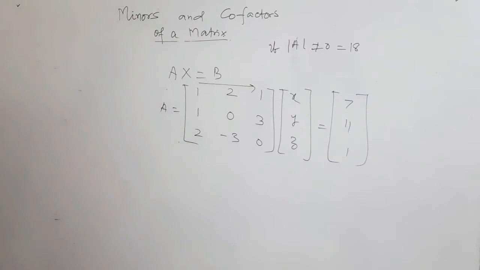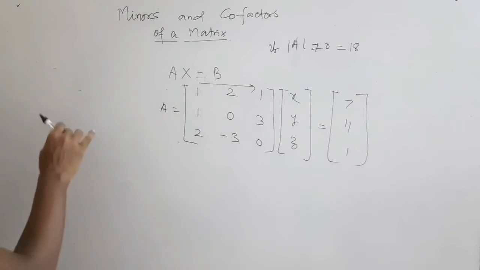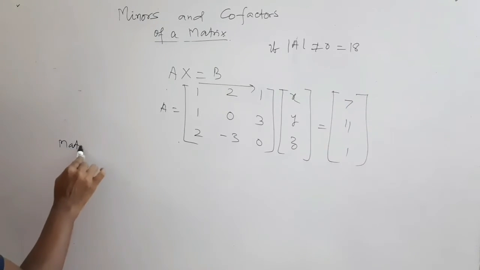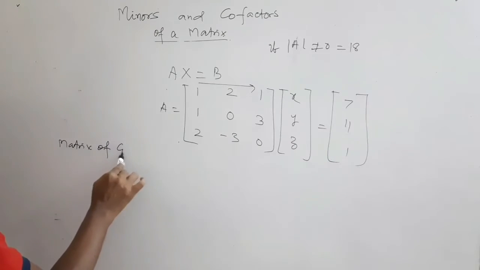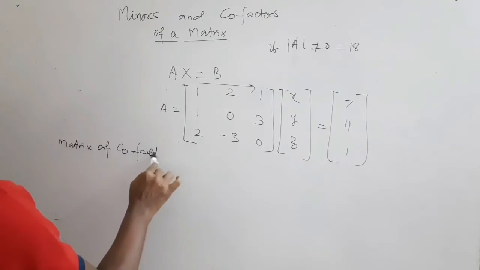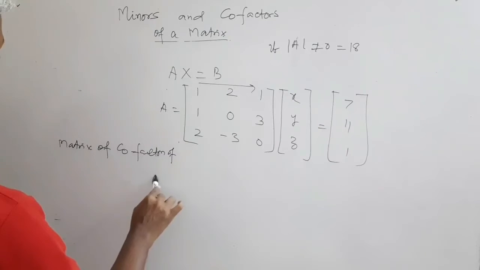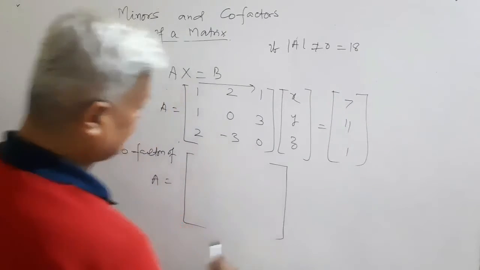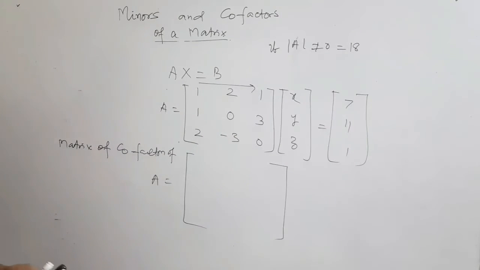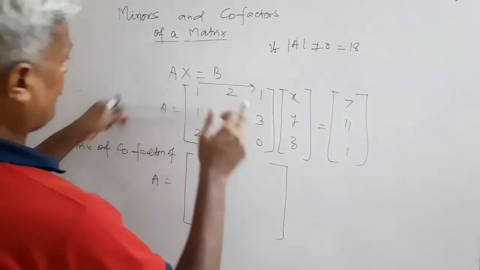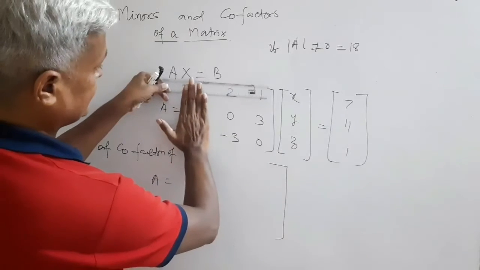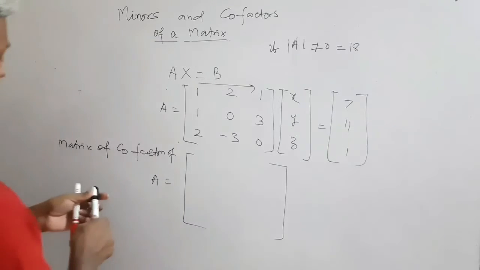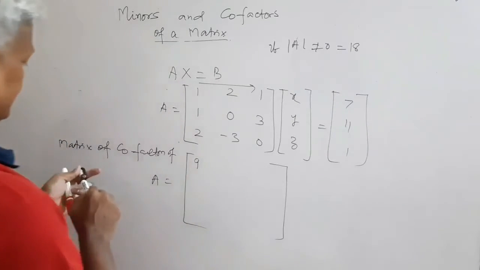So now I have to find the matrix of cofactors of A. So I simply write a matrix and I'll go a little faster for this particular element number 1. So this is covered and then this is covered. So what do I get? 0 into 0 minus 3, so 0 minus 9 is minus 9.